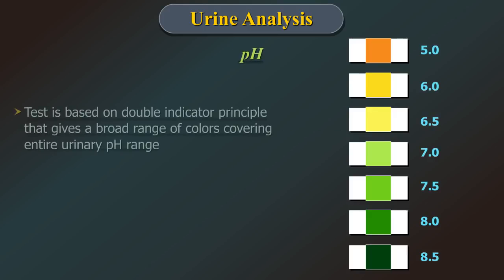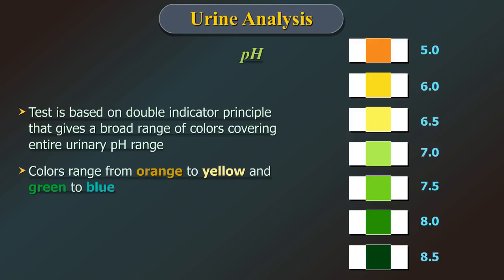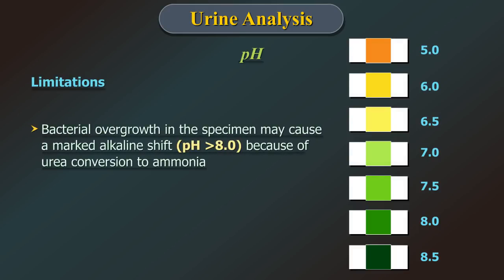pH. The test is based on the double indicator principle that gives a broad range of colors covering the entire urinary pH range. Colors range from orange to yellow and green to blue. The limitations being bacterial overgrowth in the specimen may cause a marked alkaline shift because of urea conversion to ammonia.